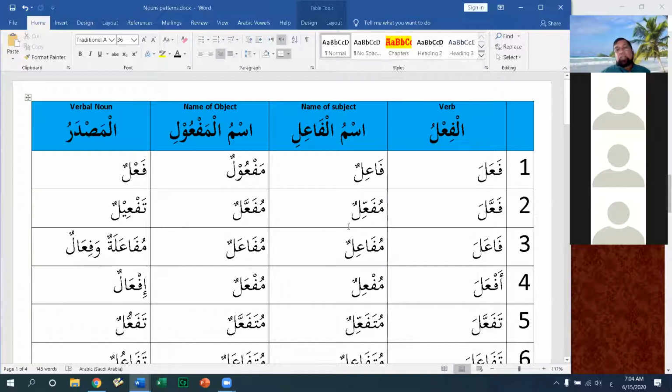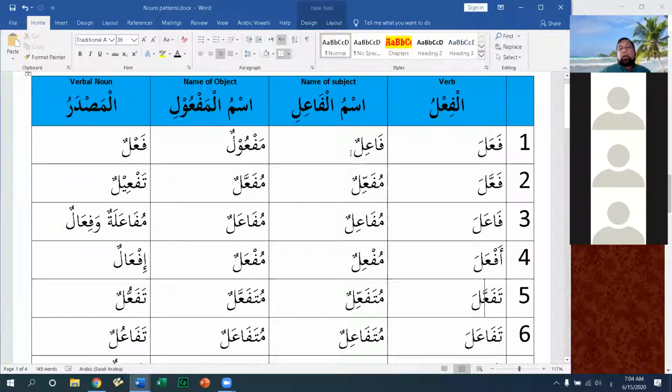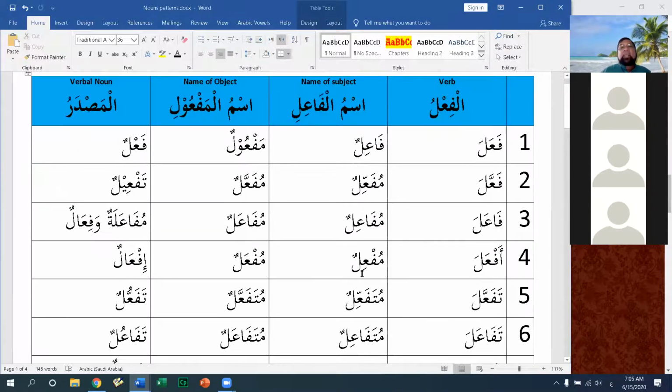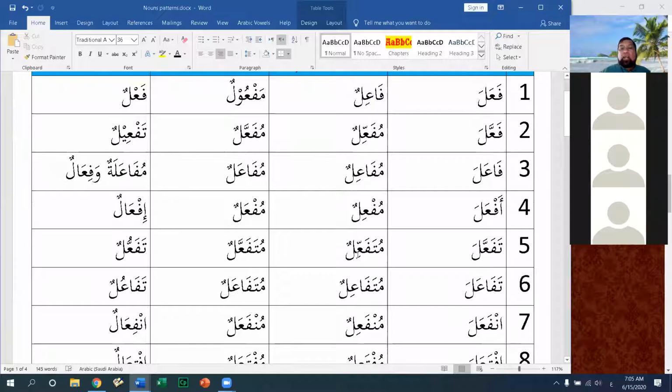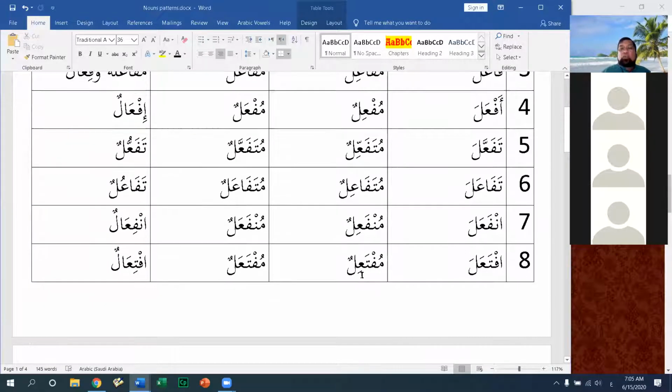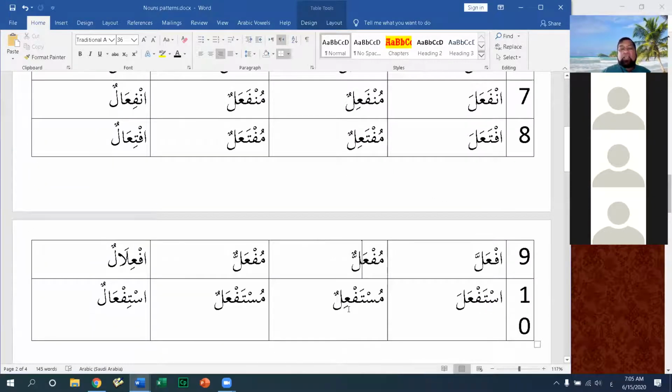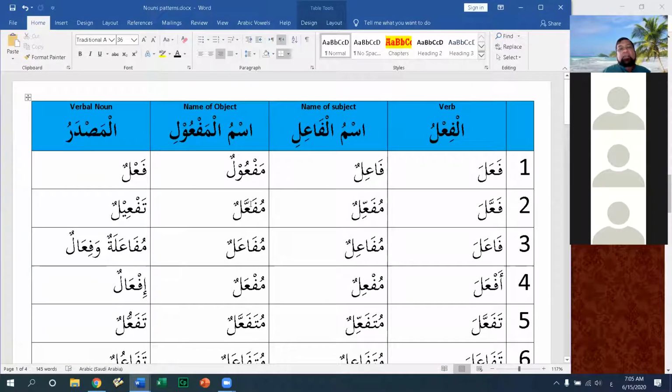Observe. By the way, I'll just go ahead and highlight this for you. Other than the first pattern, fa'ilun and maf'ul, ismul fa'il and ismul maf'ul on the second, third, fourth, fifth, sixth, seventh, and eighth patterns are identical except for one slight change. Ismul fa'il will have a kasra on the ayn always. Mufa'ilun, mufa'ilun, muf'ilun, mutafa'ilun, mutafa'ilun, munfa'ilun, mufta'ilun. The ninth is different. Mustaf'ilun, and the ism al-maf'ul will have a fatha.